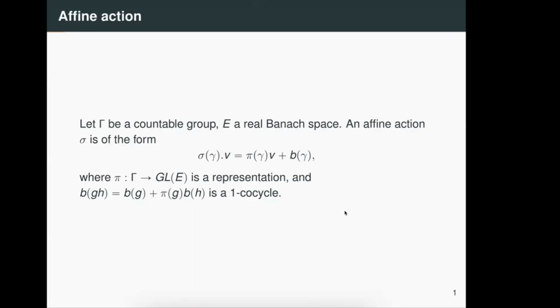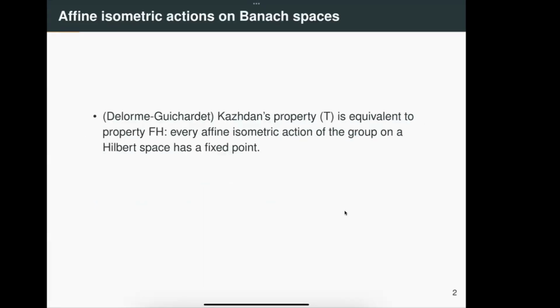Let's take a countable group gamma and a real Banach space E. An affine action has a linear part, which is a representation of gamma on the Banach space, and then a cocycle part denoted by b here, which satisfies the cocycle identity. The most important case is when you assume this pi is an isometry. This is a classic topic: studying how groups act by affine isometries on Banach spaces.